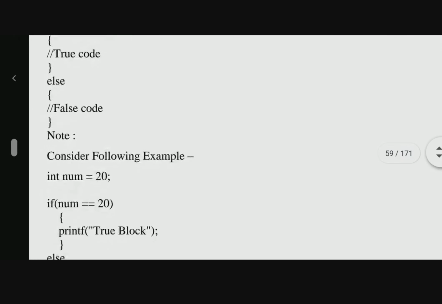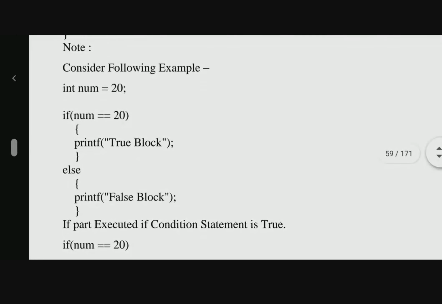Consider this following example. So if it is true, true block. If it is false, it will go to the false statement. So if the condition is true, then it will execute the if part. Otherwise, it will go to the else part. That is the meaning of it.